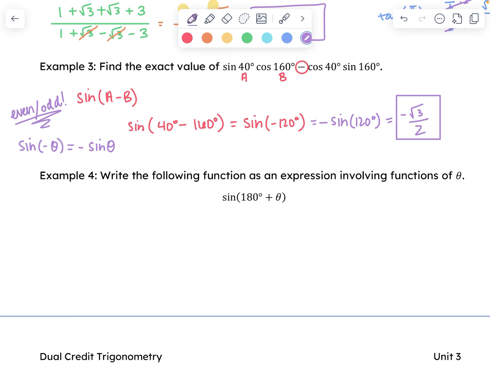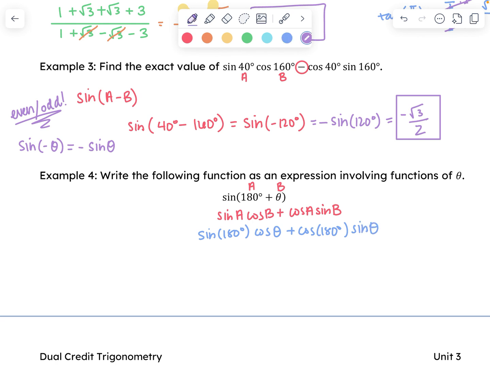Don't forget what we talked about in the 5.3 notes. Remember, you got to be careful. So this one is a sum. I've got my A being 180 degrees, my B being that theta. So if I'm looking at my sum, I would have sine of A cosine of B plus cosine of A sine of B. So I'm just going to plug those in. So I'm going to have sine of 180 degrees cosine of theta plus cosine of 180 degrees sine of theta.